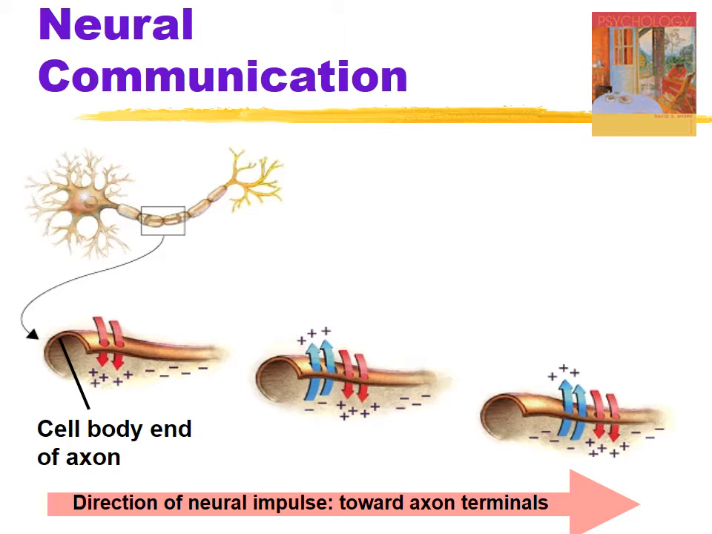And you can see on this diagram a bit of a graphic of sodium ions entering the neuron, potassium ions exiting the neuron through the axon and becoming depolarized.